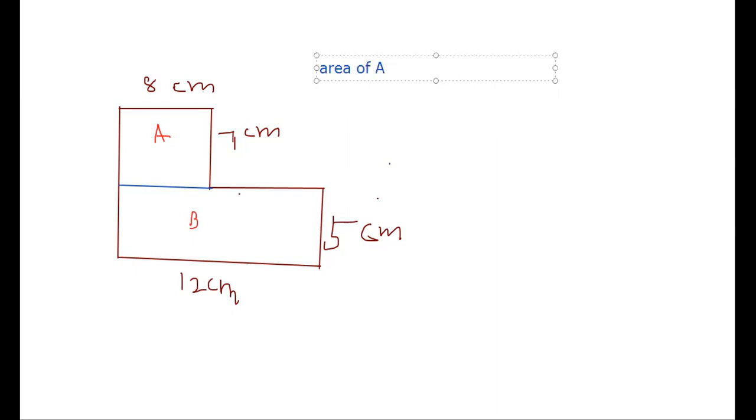Area of capital A. How do we find the area of capital A? Length into breadth. Look at length and breadth: 8, 7. So what you have to do is 8 centimeters multiply 7 centimeters. By multiplying these two, you can find the value. What is the answer? 8 times 7, 56.